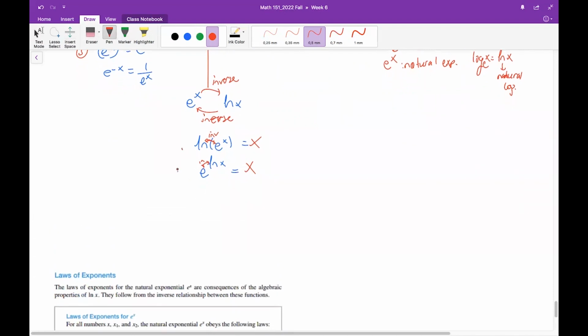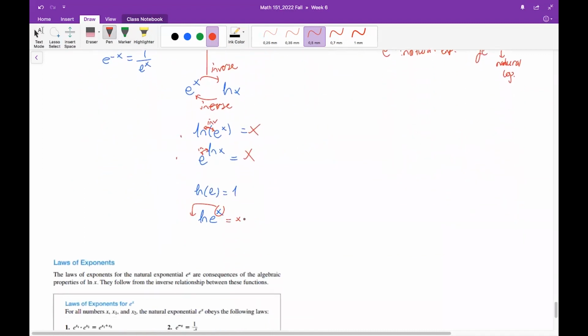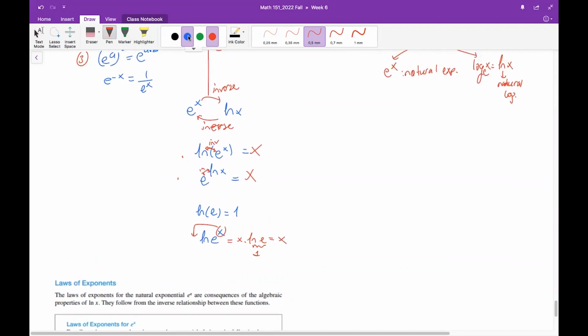Related to these two, I can write two more items. Let's take x equals 1. So what is ln e? Then it is 1. And what is ln of e to the power x? We already see that it is x, but we can also prove it by using this property of the ln function. x goes down times ln e. And we know that ln e is 1, so the result is x as expected.